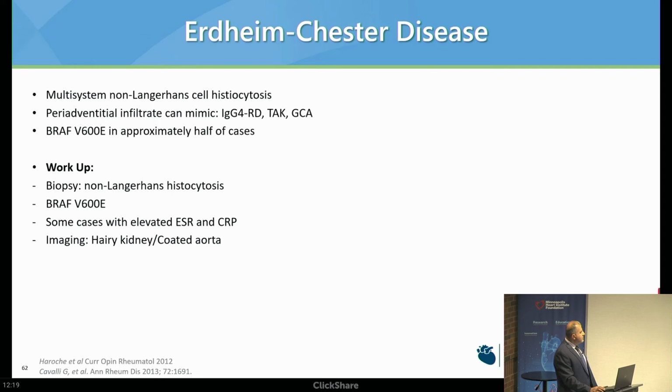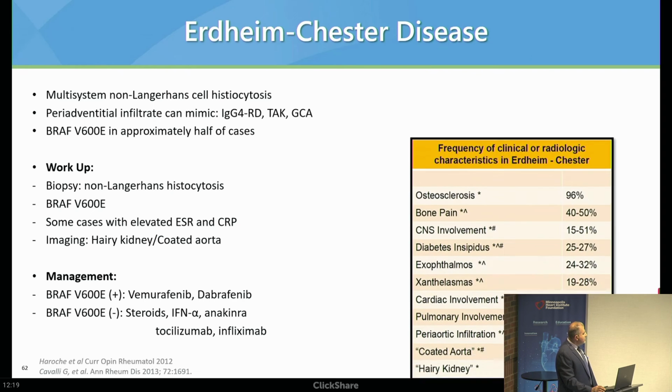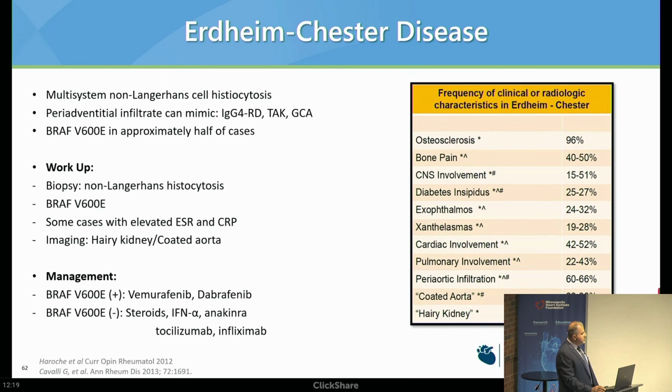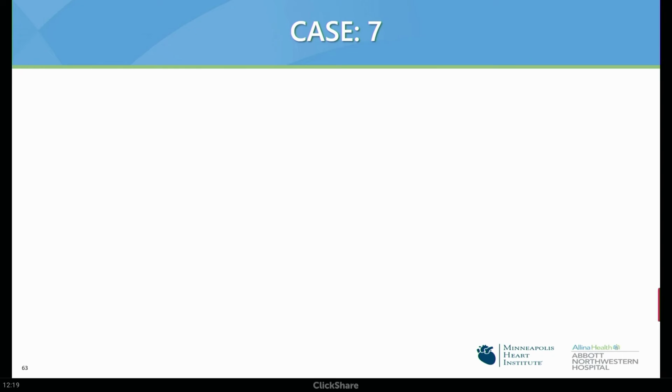Patients will have elevated ESR and CRP, and the images will show hairy kidney. That's the coat that we found around the aorta and around the kidney. And the treatment is based on whether the patients have the gene mutation or not. You can see the treatment. It's a very rare disease. I have not encountered any case in my practice. It's a systemic disease that affects bones, CNS, and also the heart. It can lead to heart failure as well.